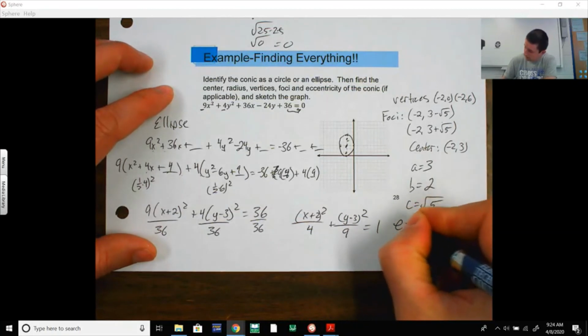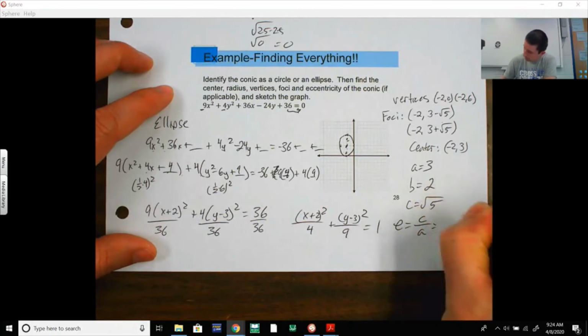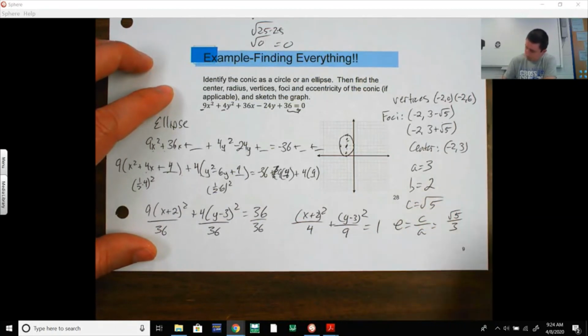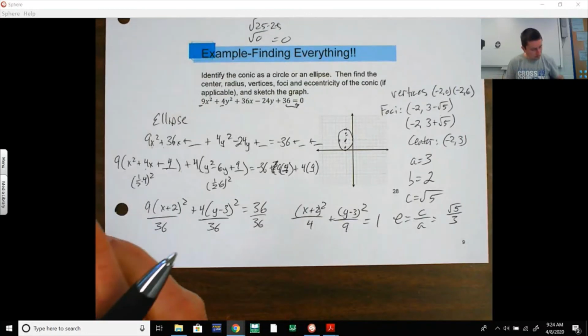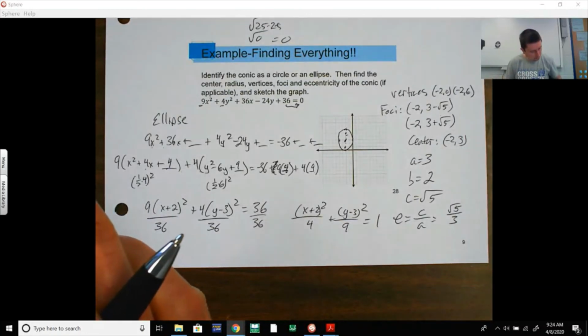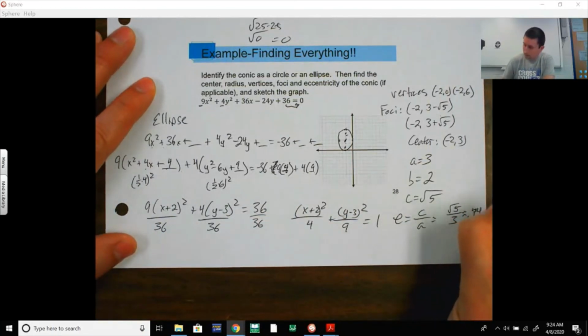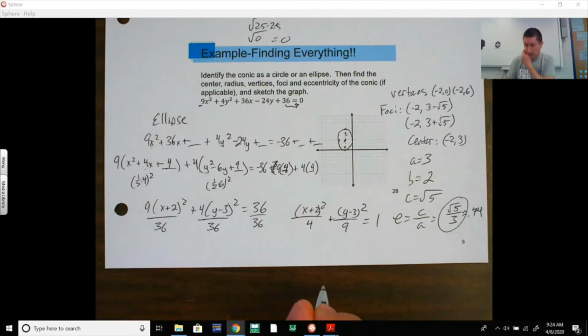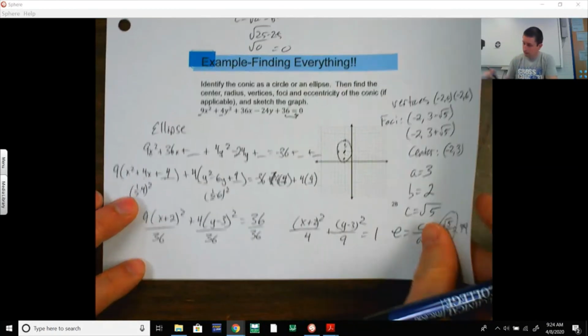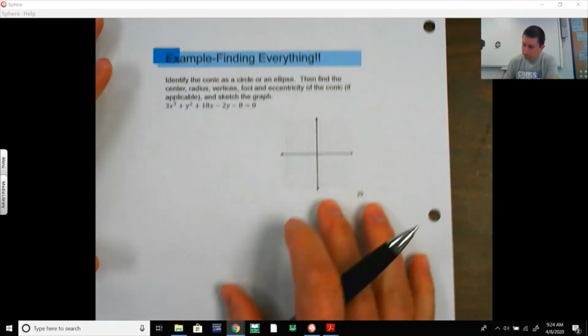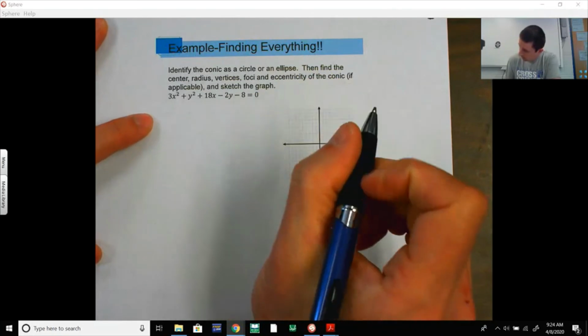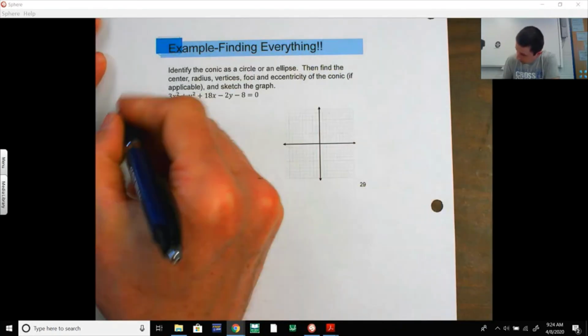Eccentricity, E equals C over A, which is going to be root 5 over 3. The square root of 5 divided by 3 is about 0.74. I think they'd want this exact value, though. Okay, one more of those. Try to practice this on your own.